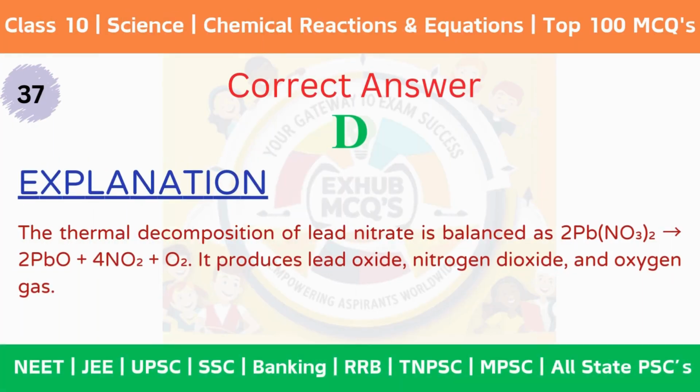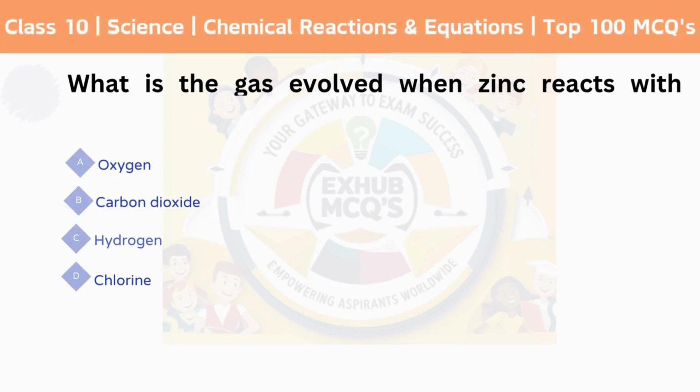The correct answer is option D, 2 molecules of lead nitrate decomposing into 2 molecules of lead oxide, 4 molecules of nitrogen dioxide, and oxygen. Explanation. The balanced equation for the decomposition of lead nitrate is 2 lead nitrate molecules decompose into 2 lead oxide molecules, 4 nitrogen dioxide molecules, and 1 oxygen molecule.